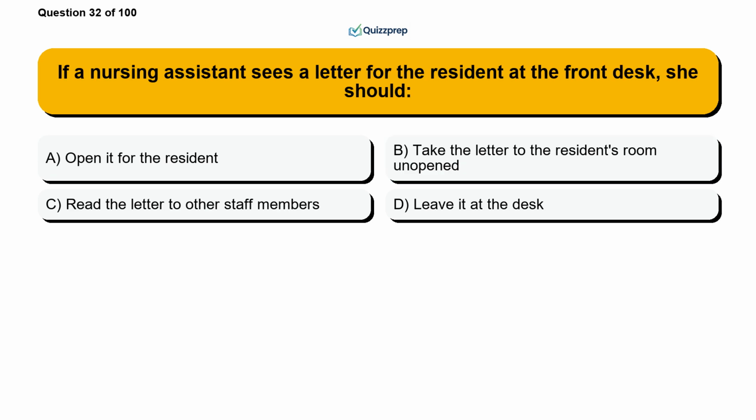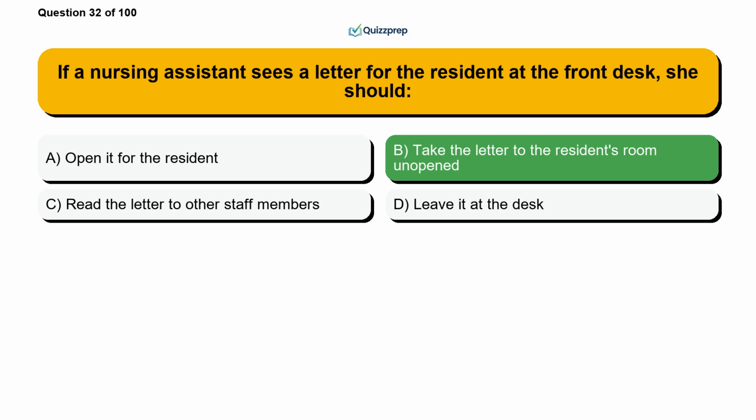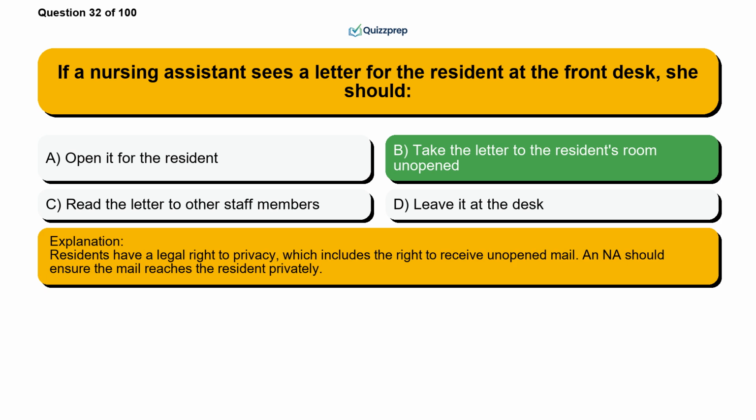Question 32. If a nursing assistant sees a letter for the resident at the front desk, she should: option A, open it for the resident; option B, take the letter to the resident's room unopened; option C, read the letter to other staff members; option D, leave it at the desk. The correct answer is option B, take the letter to the resident's room unopened. Residents have a legal right to privacy, which includes the right to receive unopened mail, and the NA should ensure the mail reaches the resident privately.